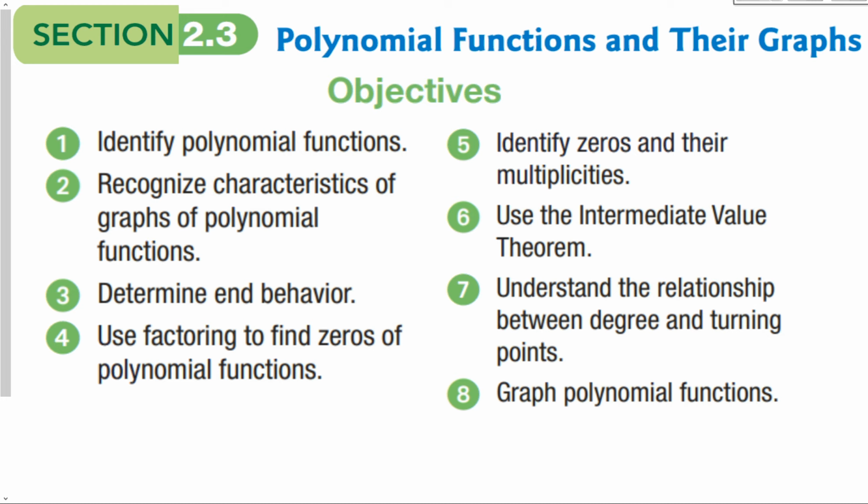of the graph. We're going to use factoring to find the zeros of a polynomial function, identify zeros and something called their multiplicities, use something called the intermediate value theorem. We're going to understand the relationship between degrees and turning points, and then we're going to use all of this information to graph any sort of polynomial function effectively.